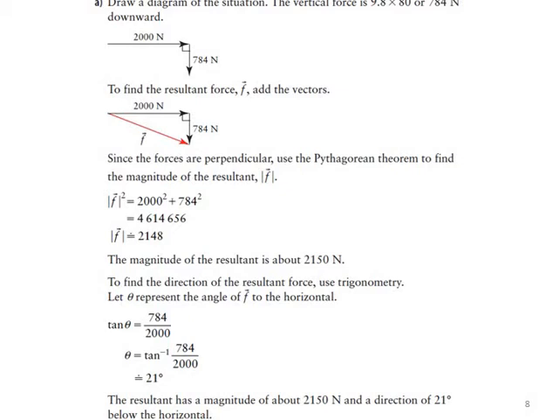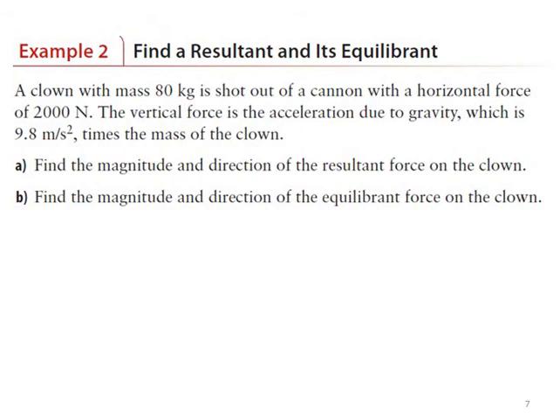To find the direction of the resultant force, we need to use trigonometry and say tan theta equals opposite divided by adjacent, which is 784 divided by 2000. And theta is going to be 21 degrees. So the resultant has a magnitude of about 2150 Newton and a direction of 21 degrees below the horizontal. Now let's do part B. Part B says, find the magnitude and direction of the equilibrant force on the clown.